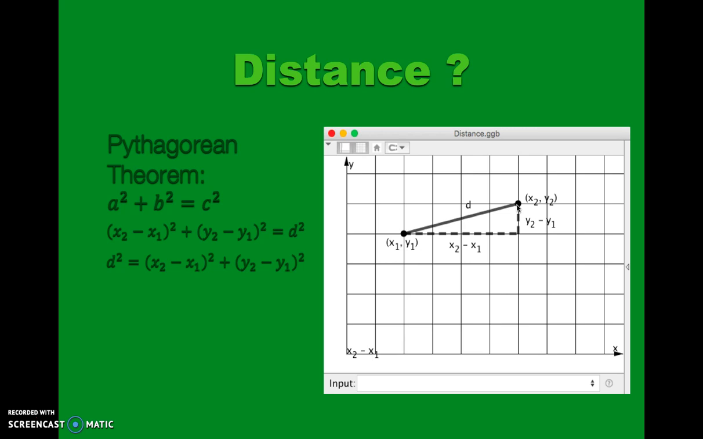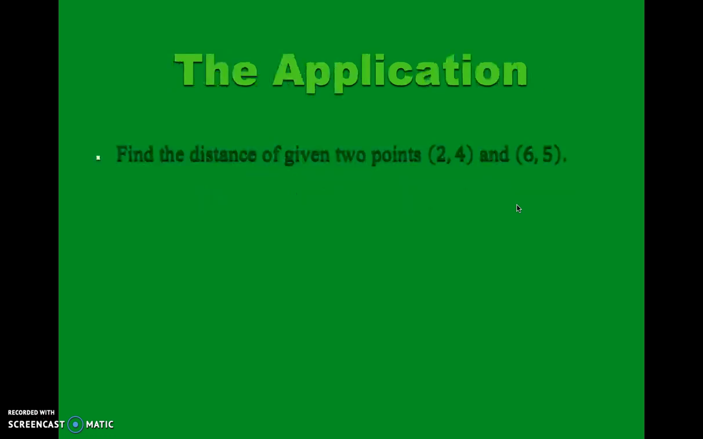Similar to the previous example, we're going to square root both sides, which we then have d equals the square root of (x2 minus x1) squared plus (y2 minus y1) squared. Hence, we have our distance formula. We will now apply the distance formula to the given problem.